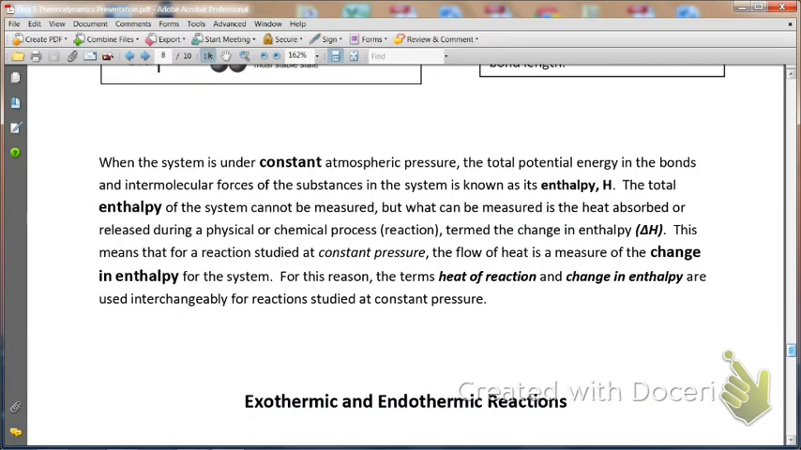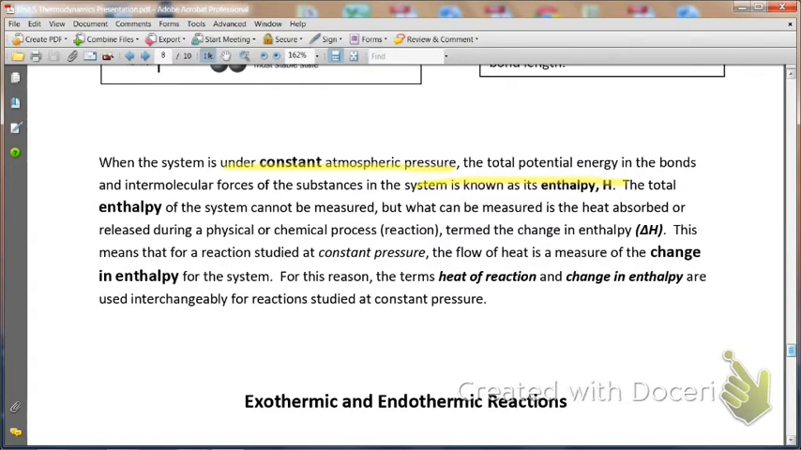Alright, so now this is where we're going to start really getting into enthalpy and understanding what that means. When the system is under constant pressure, the total potential energy in chemical bonds or intermolecular forces is known as enthalpy. So when we think about the total potential energy in a system, we're talking about its enthalpy. That's just a fancy way of saying the total potential energy that the system has when it's under constant atmospheric pressure.